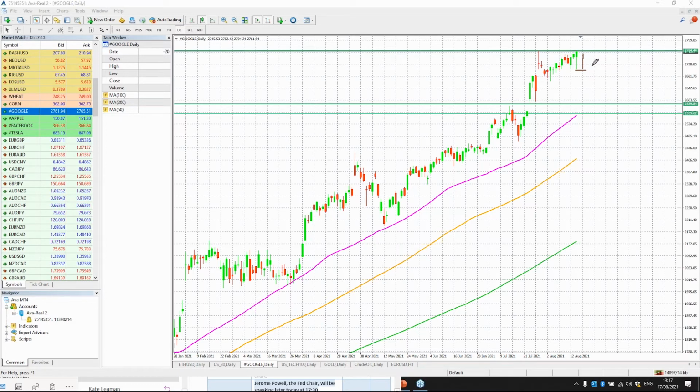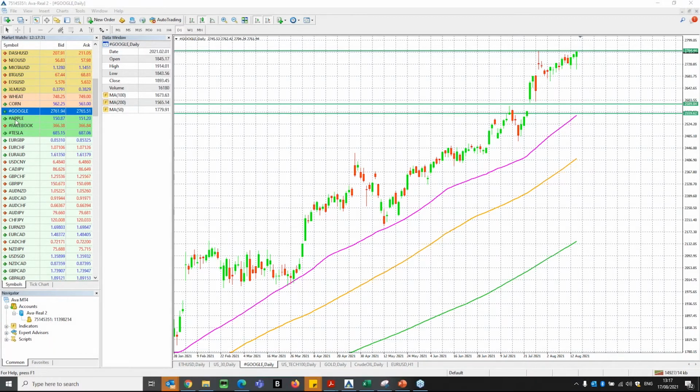So for me, with respect to Google, what I will really do is just wait for the price to come right into this area. If it comes into this area, great. If it doesn't, I am not worried about it. I will look at the next opportunity. So what is the next opportunity?